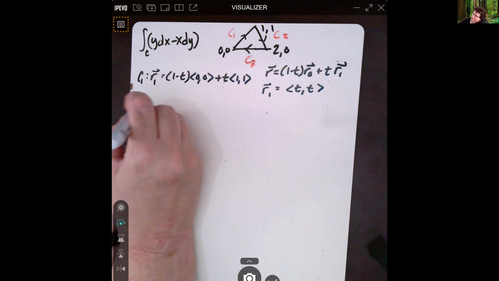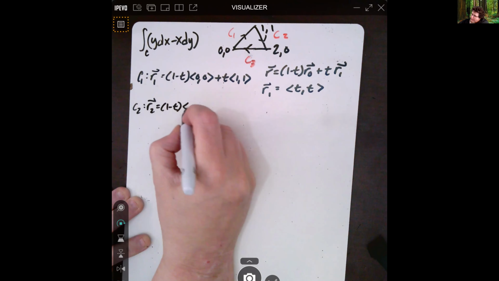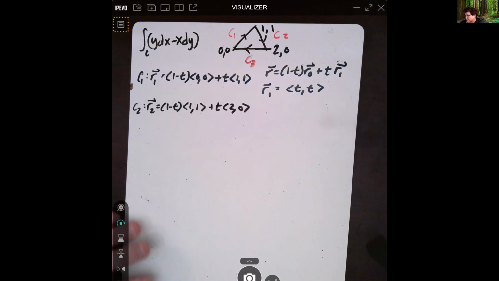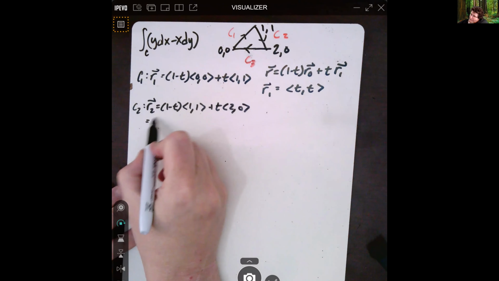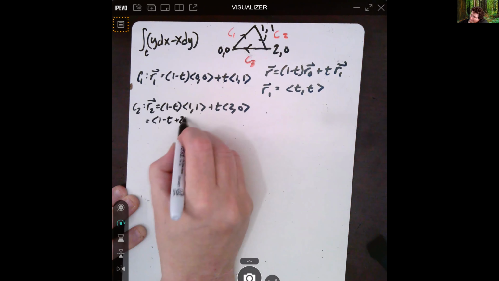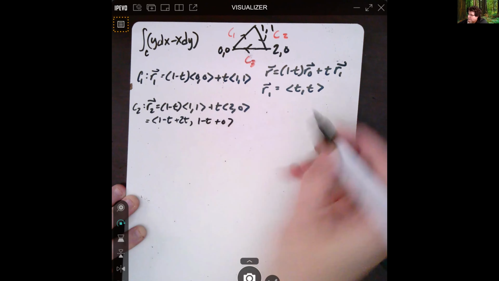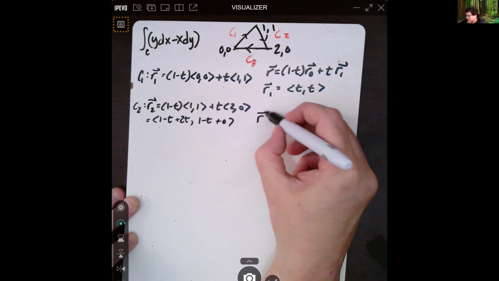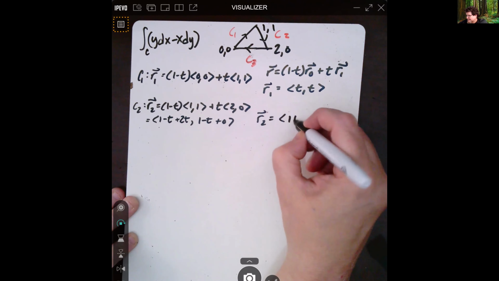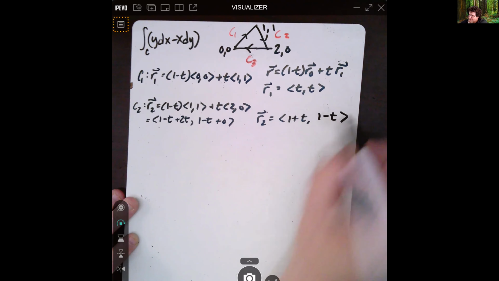If we do C2, R2 is 1 minus t. We're starting at 1, 1 and ending at 2, 0. So I've got 1 minus t times 1, which is 1 minus t, plus 2t for my x component. My y component is 1 minus t plus 0. So R2 is 1 minus t plus 2t, which is 1 plus t, and the y component is 1 minus t. That's interesting.